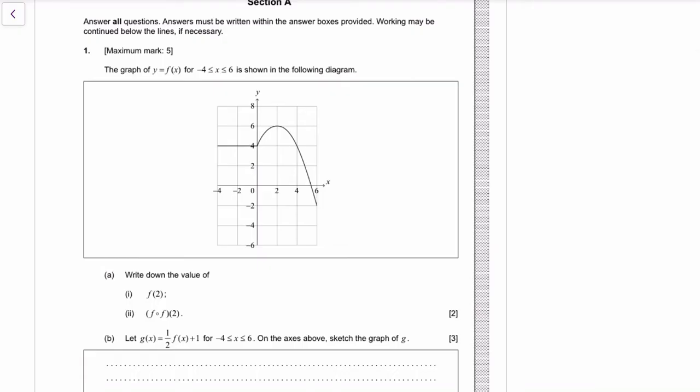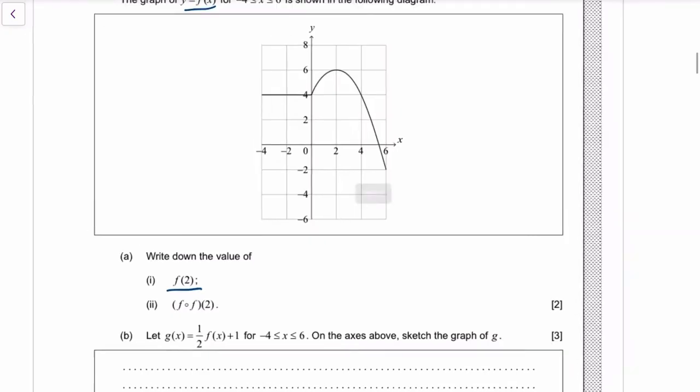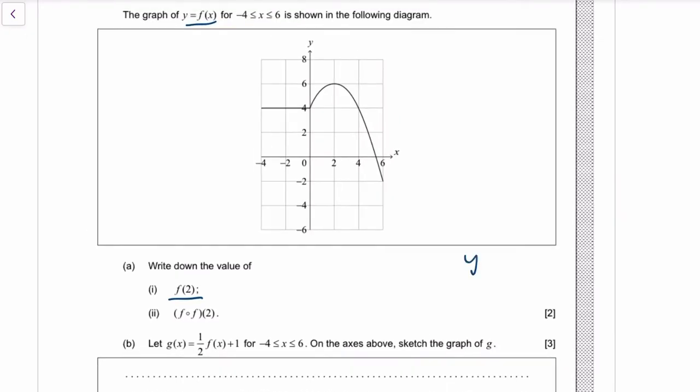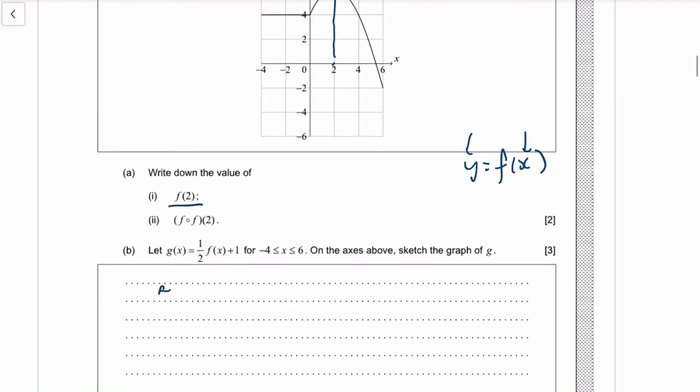So we have some function. Write down the value of f(2). So remember y equals f(x). Alright, so f(2) means when x is 2, what's the value of y? So when x is 2, we go up here, we get 6, so f(2) is 6.